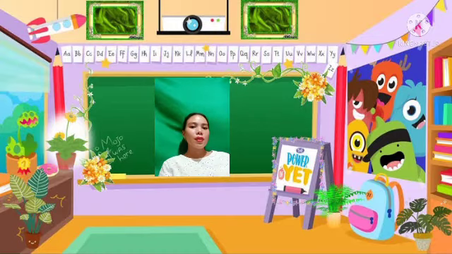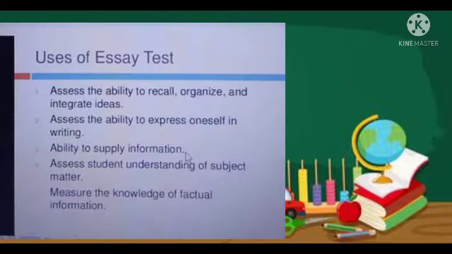Some uses of the essay test. The following are the uses of the essay test. So first, assess the ability to recall, recognize, and integrate ideas. Second, assess the ability to express oneself in writing. Third, the ability to supply information. Fourth, assess student understanding of subject matter. And measure the knowledge of factual information.